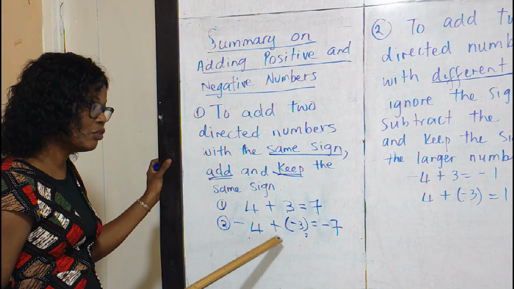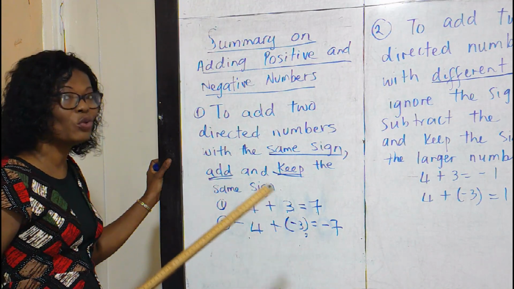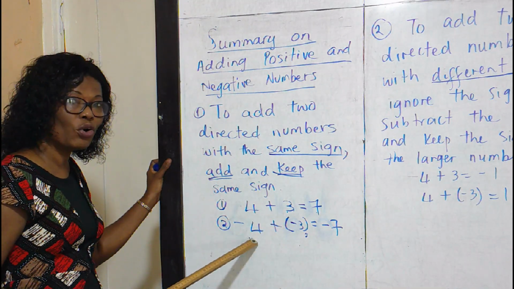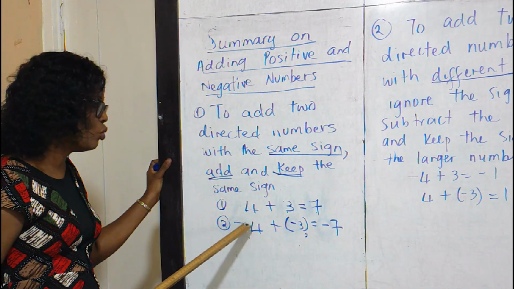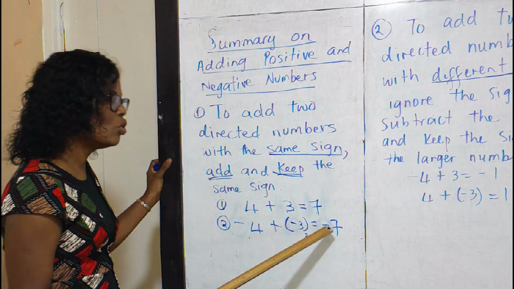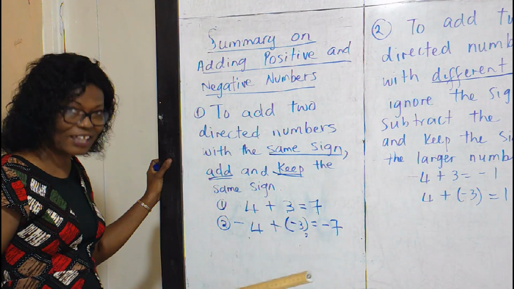So negative, and remember, if you're using the concept of have and owe, it will be even clearer to you. You don't have any money, you owe 4, and you owe 3, so in all you owe 7. That means you're increasing your debt.